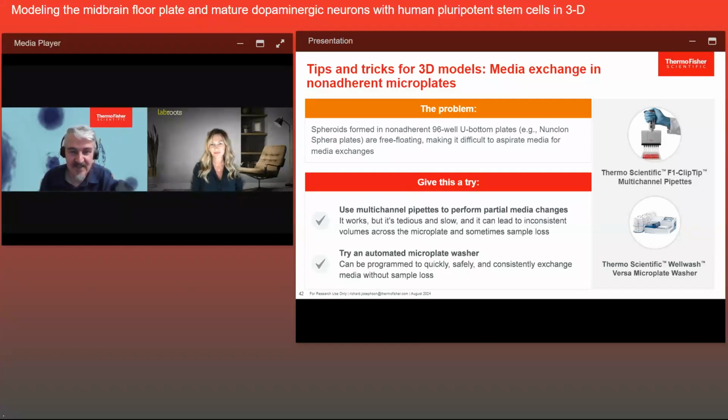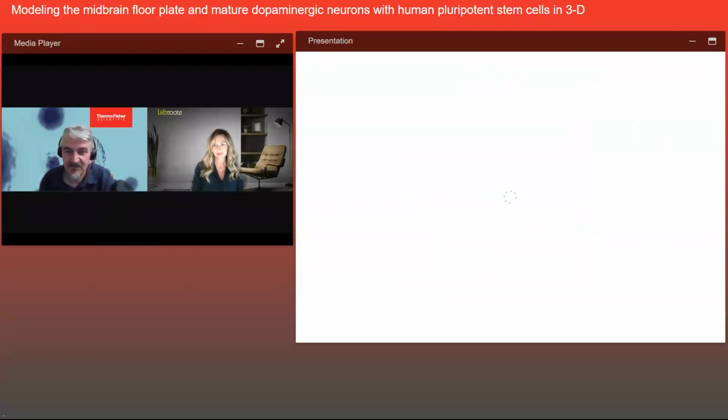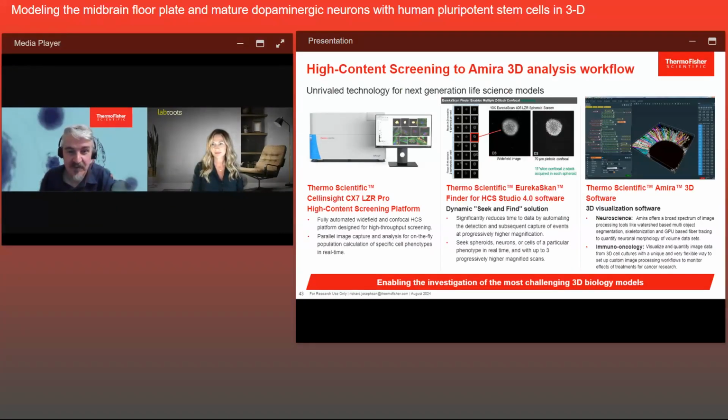That's the CX7 Laser Pro, and let me show you a slide I was given about that. This is a newer generation of this high content screening platform. One thing that it has is this Eureka Scan Finder software that makes it faster for you to find these spheroids and image them by first doing a pass at low magnification, finding the organoids for you, and then going back and imaging at higher magnification.